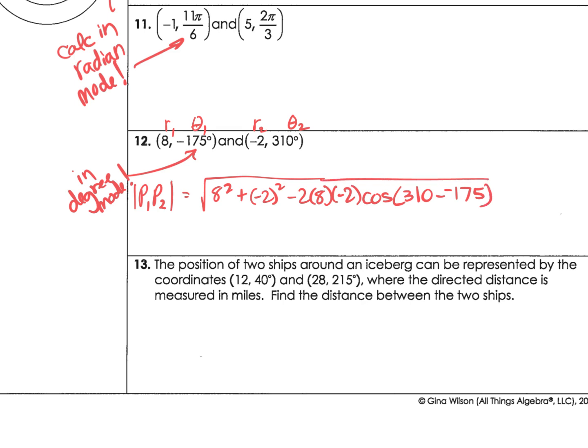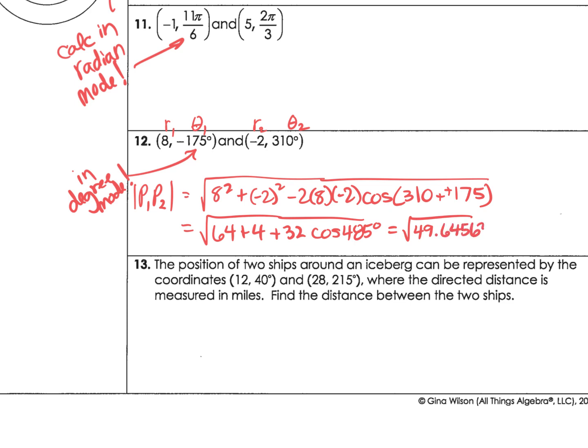All right. Square root is 64 plus 4. Negative times negative is a positive. 4 times 8, so plus 32 times the cosine of, this becomes plus 485 degrees. So that is the square root of about 49.6456, which is approximately 7.05.